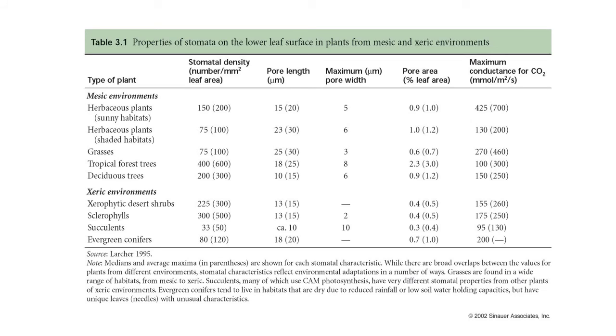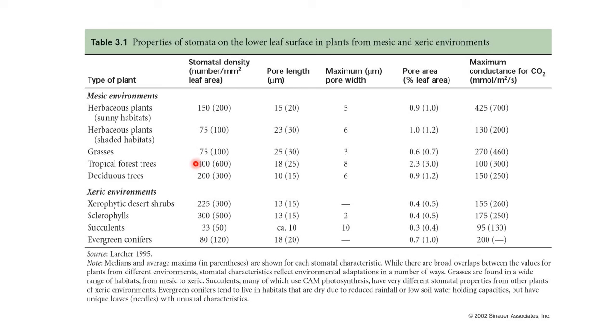So this is a really interesting table from your textbook, and it compares a number of different trees in different kinds of environments. So mesic environments, those are relatively moist environments, and xeric environments, so very dry, arid climates. And it compares things like the density of stomata on leaves, the pore size of those stomata, so how big is the opening of the stomata, and then also things like CO2 conductance, so rate of photosynthesis per leaf area essentially. And there are some really interesting comparisons.